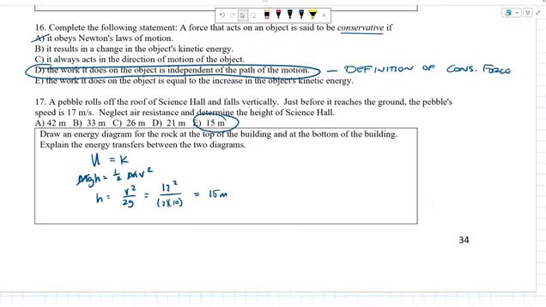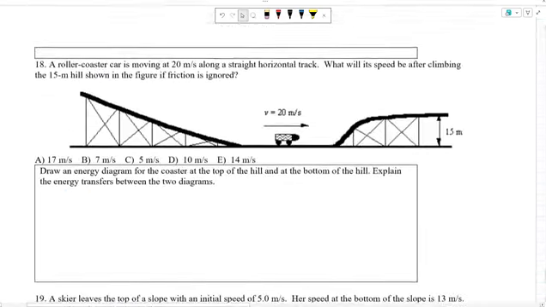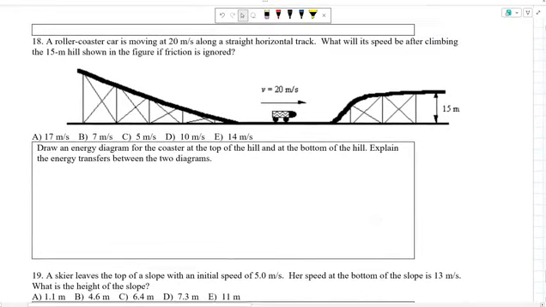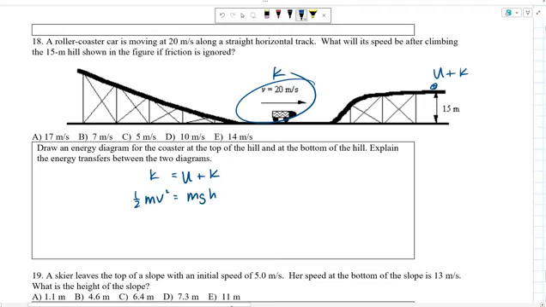For the next one, we have a roller coaster at the bottom of the hill moving with the speed of 20 meters per second. We want to know its speed after climbing a 15-meter hill. So at this point, we have kinetic energy, and up here, we're going to have potential and kinetic energy. So we're going to take that kinetic energy and set it equal to potential plus kinetic. So 1/2 mv squared at the bottom is equal to mgh plus 1/2 mv squared at the top, and that's the one that we're trying to find.